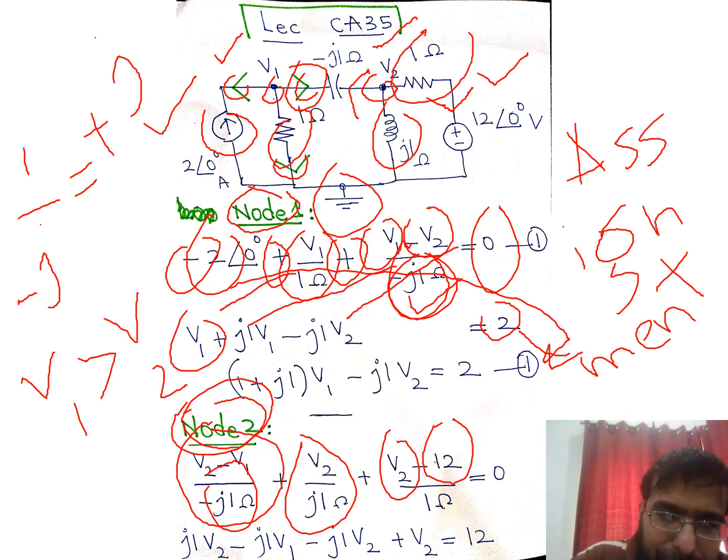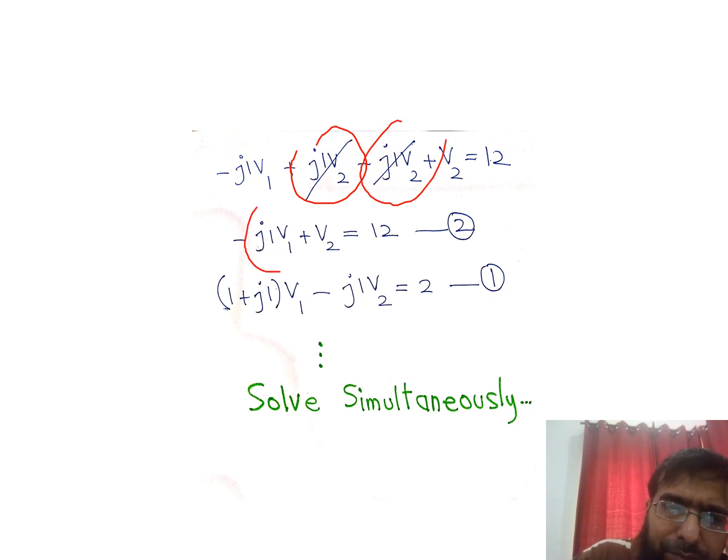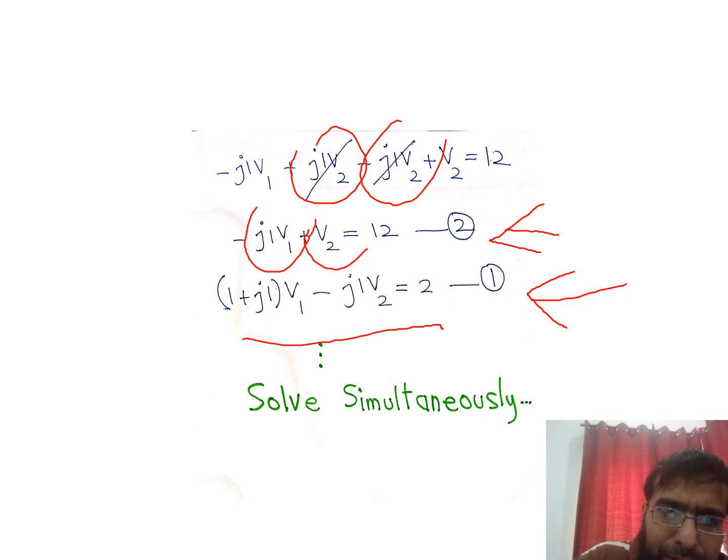Divided by this 1 ohm resistor. So rewriting this, minus 1 over minus j1 becomes plus j1, 1 over j1 becomes minus j1, and once we solve this, we have plus j1 and minus j1 terms, they cancel each other, and we are left with minus j1 V1 plus V2 is equal to 12. So this is equation number 2, and this is equation number 1 that we have taken from the last slide.